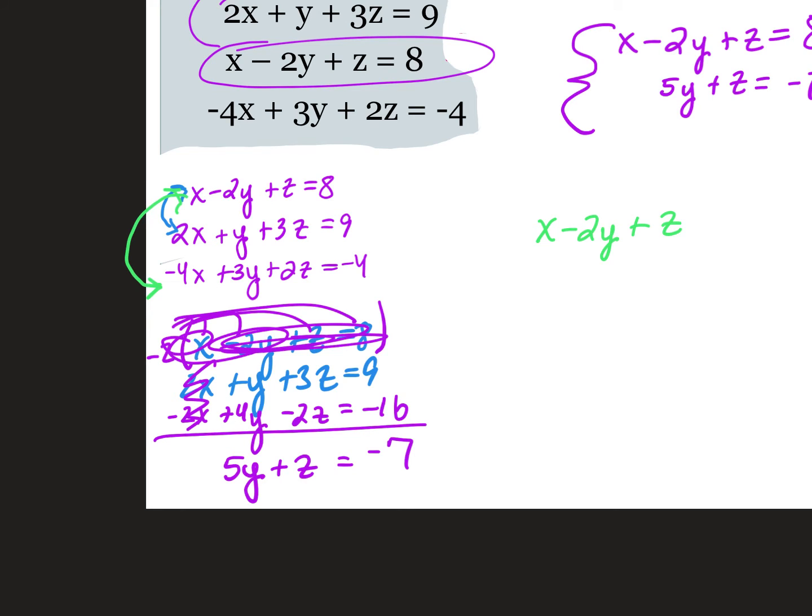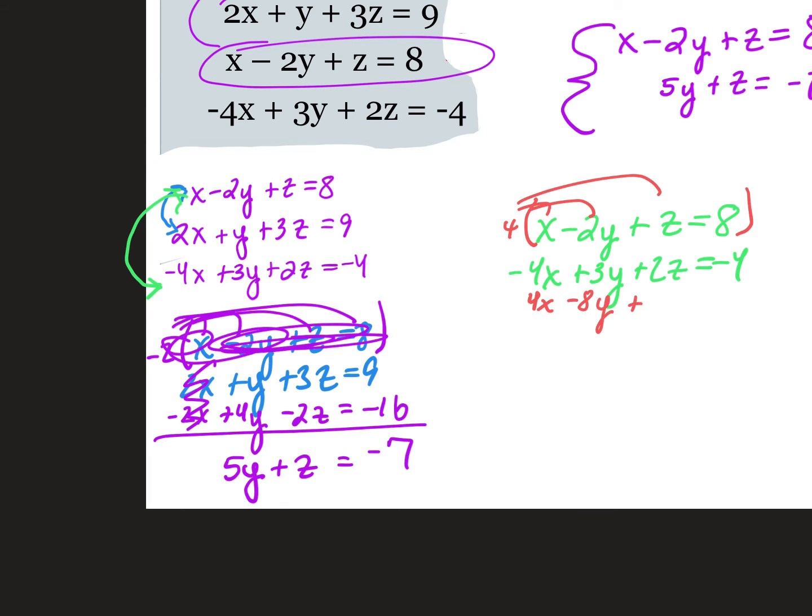What do we always do? Say it again. Yep, eliminate the x. We're going to eliminate the x first. Did I rewrite everything correctly? With my amazing handwriting. All right, if I eliminate the x's, what do I multiply that whole top equation by? Positive 4. So 4x, negative 8y, plus 4z equals 32. Agreed?